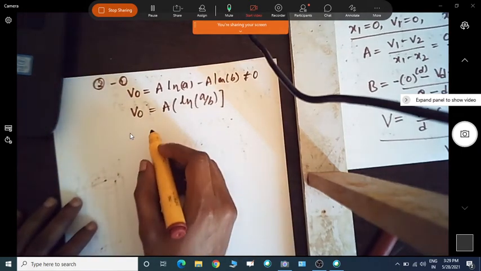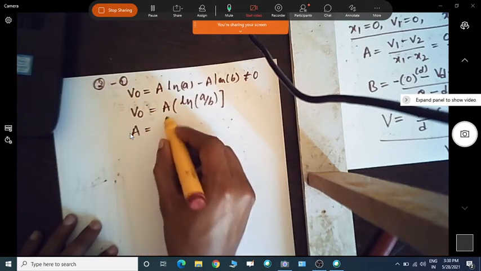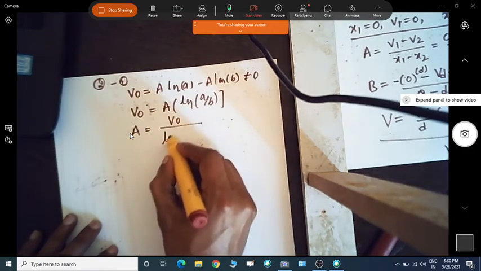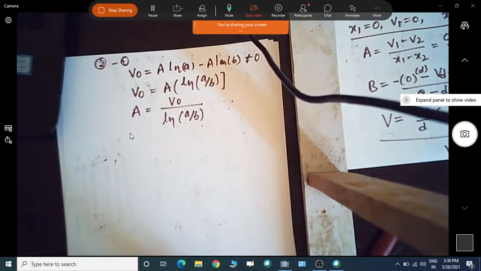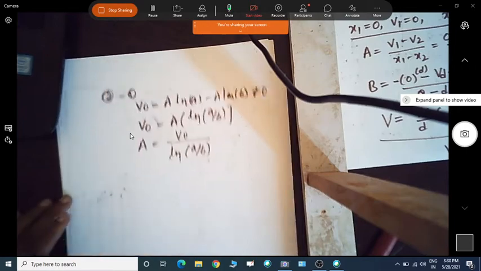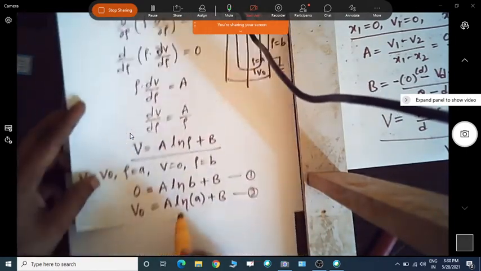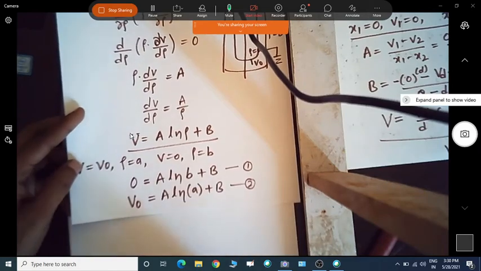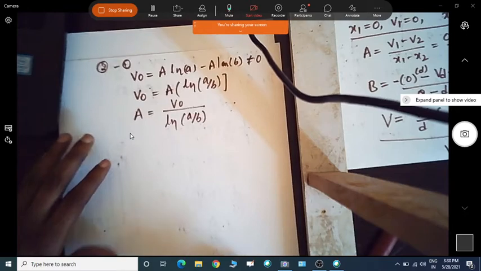So now we can have this. A we are going to get as V naught divided by ln of a by b. Okay, this is what we are going to get using this equation. Now we can find the constant B.